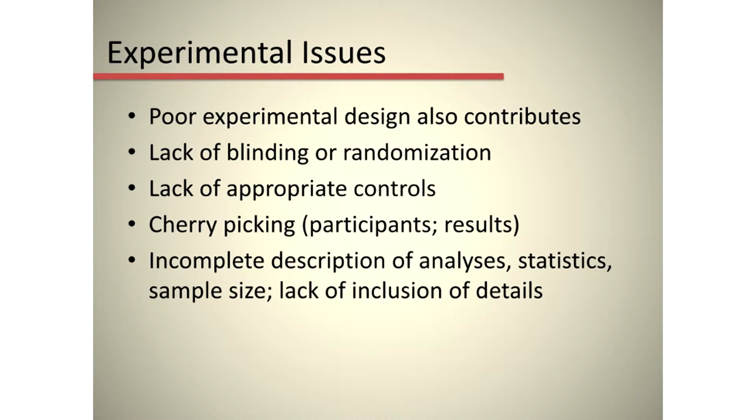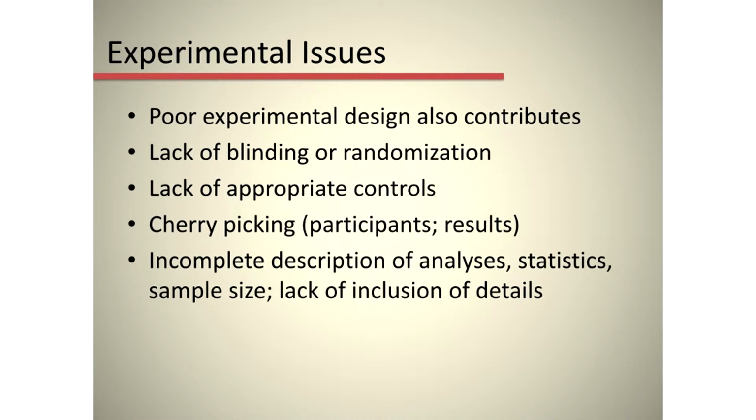So poor experimental design, lack of blinding or lack of randomization, lack of appropriate controls in our experiments, both in terms of participants and in terms of tasks, cherry picking of participants and results. When we exclude participants, when we select the figures to put into a paper, I think these are familiar issues for all of us. How are we thinking about that in terms of scientific conduct?